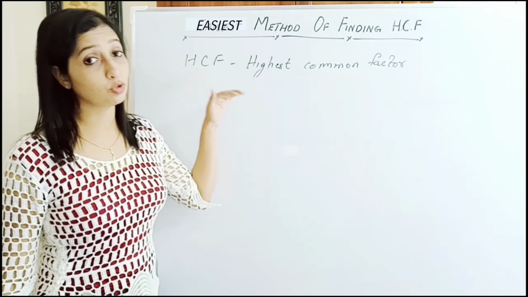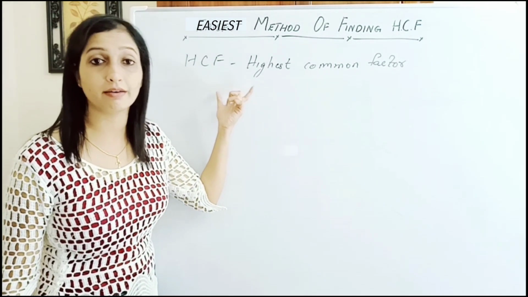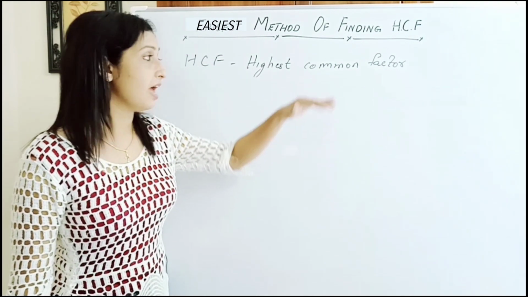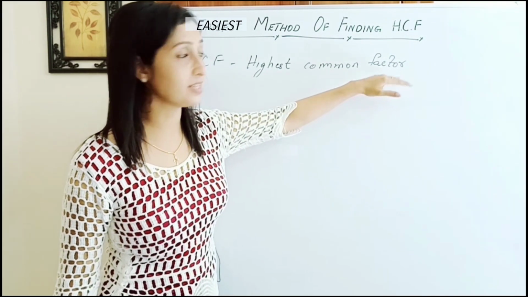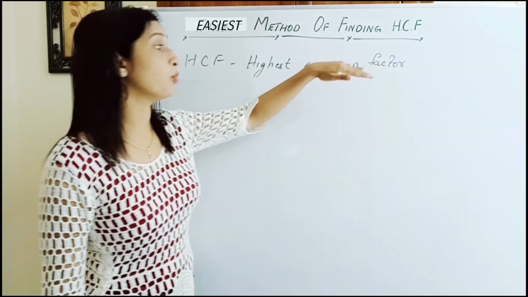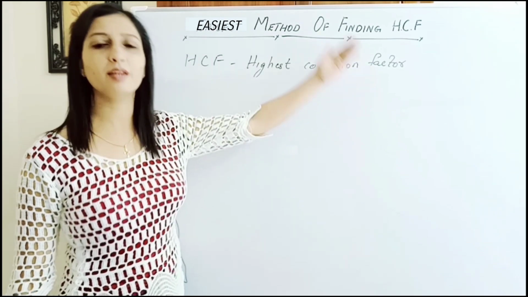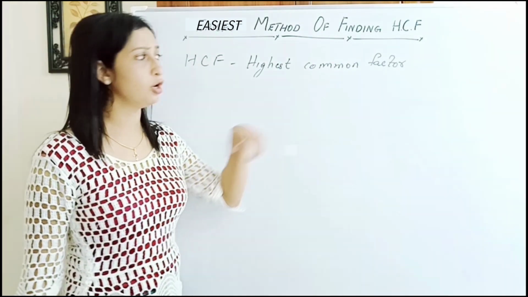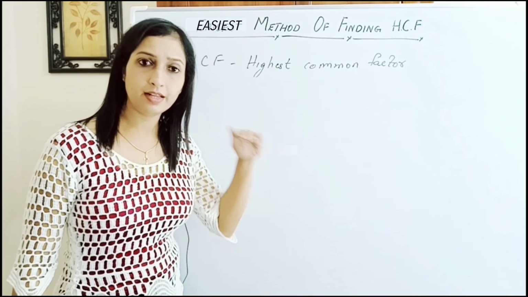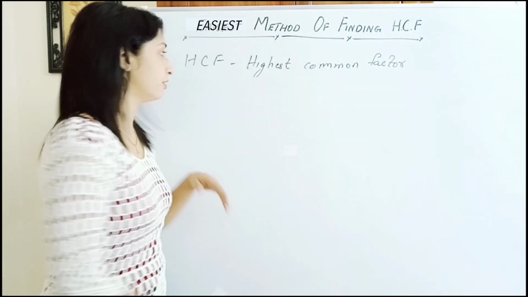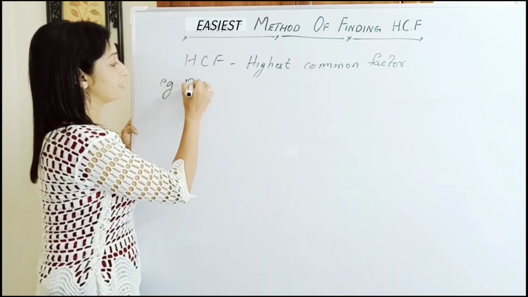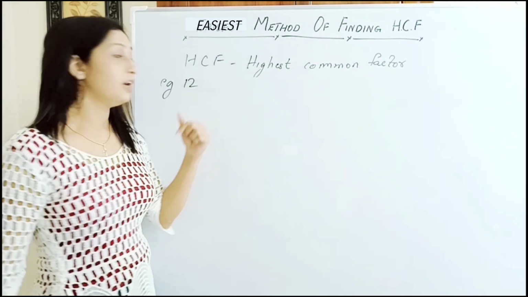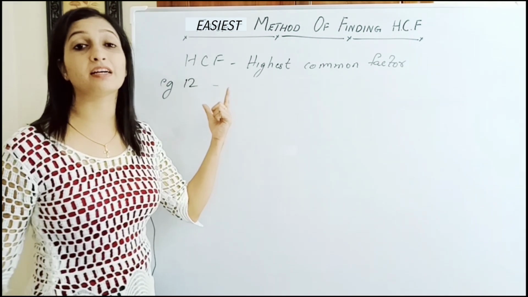Now before going on to the method, let us discuss what a highest common factor is. For that, let us first revise the term factor, or what is the common factor, and then move on to the highest common factor. So what is a factor? Let's take an example so that it will be more clear. I'm going to take the example 12, and write the factors of 12.